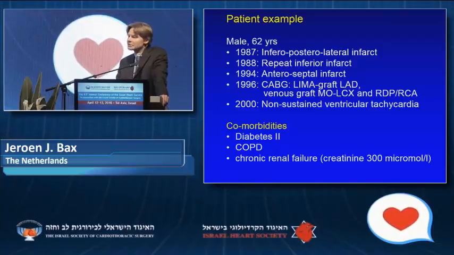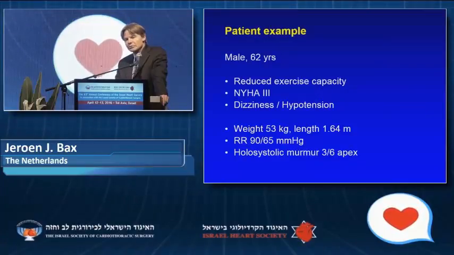He has comorbidities. All these patients have comorbidities, pulmonary disease, diabetes, and most of them had chronic renal failure, in this case quite severe. The patient presents with reduced exercise capacity. He is in New York class 3. He has dizziness. He has hypotension. His weight is 53 kilos. His blood pressure is a bit low. And as many of these patients, he has a holosystolic murmur on the apex, which represents mitral regurgitation.